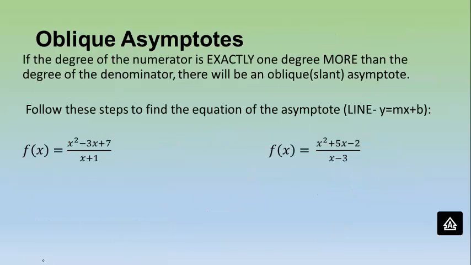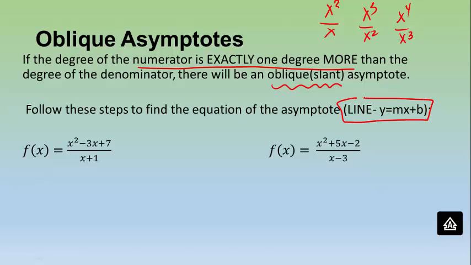Last slide coming up. Oblique asymptotes. These are very unique and they only occur in certain situations. And that is when the degree of the numerator is exactly one more than the degree of the denominator. So this only works if you have something like an x squared over an x, or an x cubed over an x squared, or an x to the fourth over an x to the third. It only occurs in these situations. And what happens is you get a slant asymptote or an oblique asymptote, and this is in the form of y equals mx plus b.